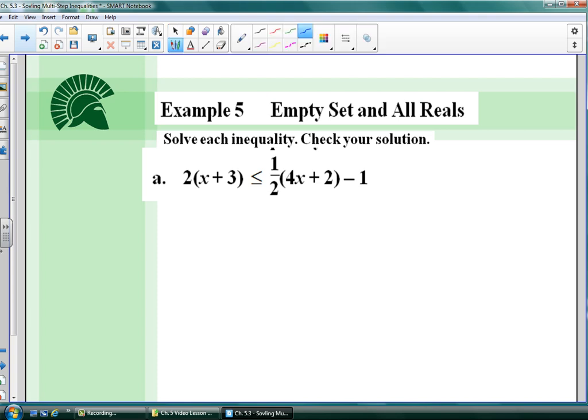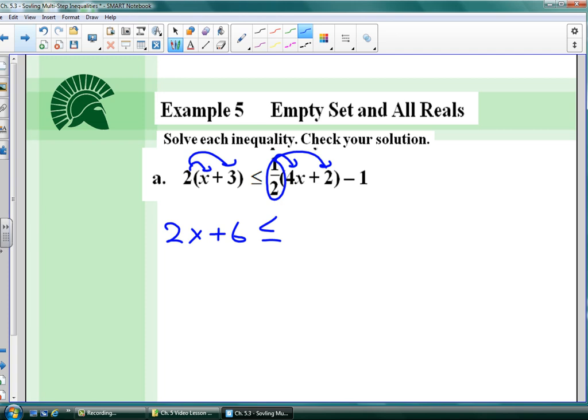So I clearly have the distributive property here on both sides, so I'm going to do that first. So I end up with 2 times x and 2 times 3, which gives me 2x plus 6, which is less than or equal to. I'm going to do the same thing with this entire 1/2. Okay, it's your prerogative. If you wanted to multiply everything by 2, you'd have to multiply everything by 2. I'm going to distribute the 1/2 because I have even numbers on the inside, so if I divide them by 2, I should be okay.